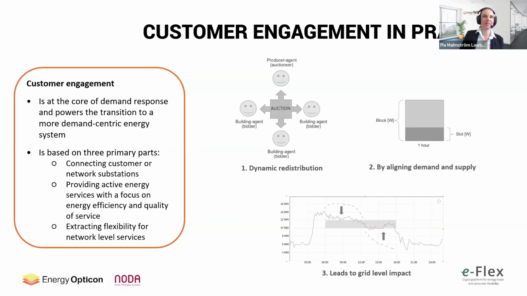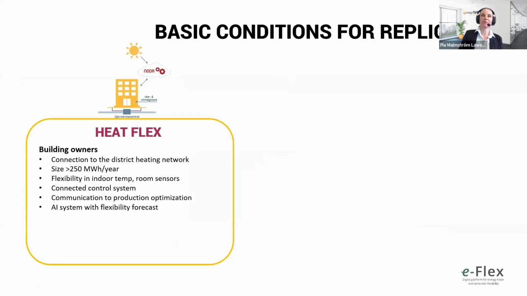Okay, let's move on. I didn't really hear the reply, but here are the basic conditions for replication. On the building side, you need a connection. They need to be connected to the district heating network, and there has to be some type of mass in order to use this flexibility. So it can't be single houses, or correct me if I'm wrong, Christian. It can technically be, but the bigger the better. That's not always the case, but in this case, yes.